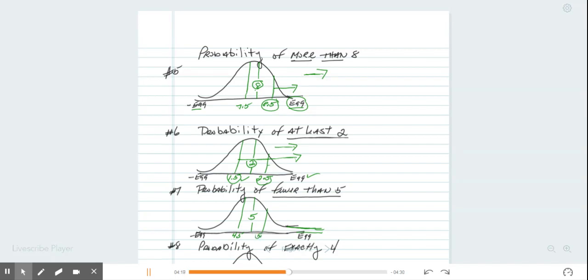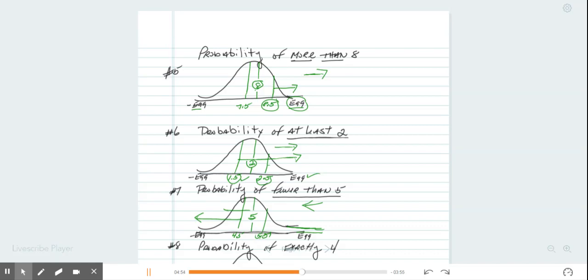What I'm actually doing is putting in the class boundaries. Fewer than 5. Well, fewer means I'm going to my left, I'm getting smaller. Now the question is, if I know I'm going to my left, do I start at 5.5 or 4.5? To answer that, does fewer than 5 include 5? Because if I start at 5.5 and go to my right, I would include 5. I don't want that. Fewer than 5 does not include 5. So I know I'm going to my left, and I'm going to start at 4.5.